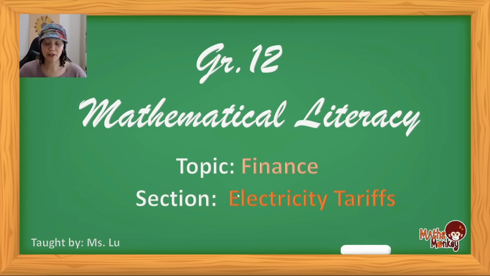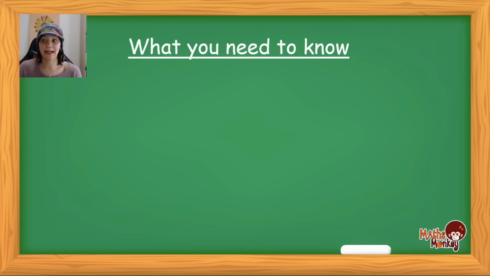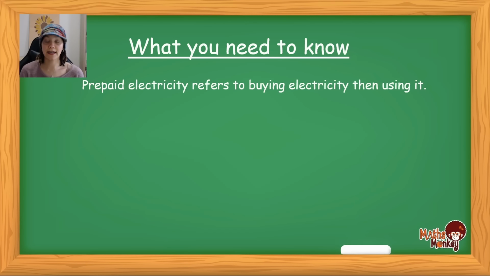So let us jump into this lesson on electricity tariffs. Now, I always like to start by looking at what are the concepts that you need to understand before we jump into these questions. The first thing I need you to understand is that prepaid electricity refers to buying electricity and then using it. So when I'm buying prepaid, that means I purchase them and I have them and then I use them. So think about the electricity box. If you've got an electricity box, you have to buy the units, you put the units in, and then you use them. That's called prepaid electricity.